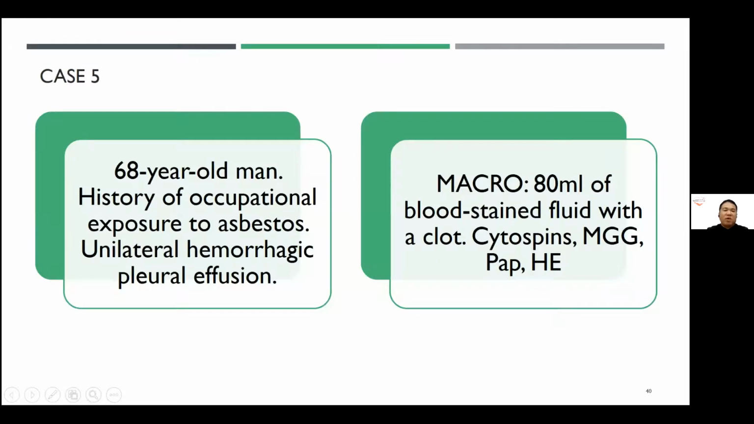Okay, let's go with case 5. Case 5 is a 68-year-old man. He has occupational exposure to asbestos, and he has a unilateral hemorrhagic pleural effusion. We got a lot, 80 milliliters, of blood-stained fluid. We prepared cytospins, Giemsa and PAP stain, and cell block.